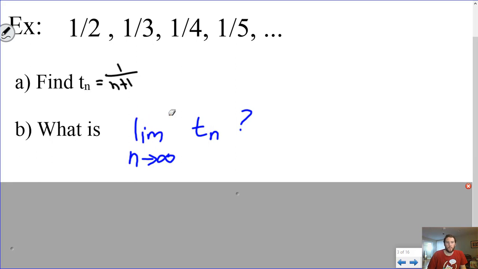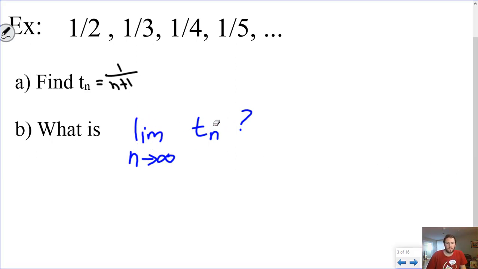So then, what is the limit as n approaches infinity? There's a couple of ways of dealing with something like this. And the first check we're going to make is, well, what happens if I just take infinity and plug it in for n? So what I'm going to do here is take my general term and plug in infinity for n. So 1 over infinity plus 1.